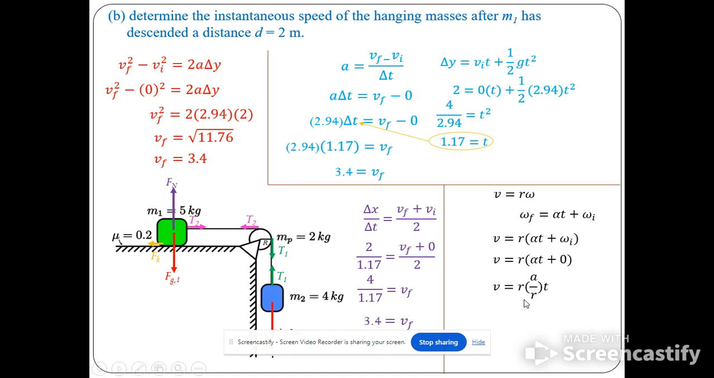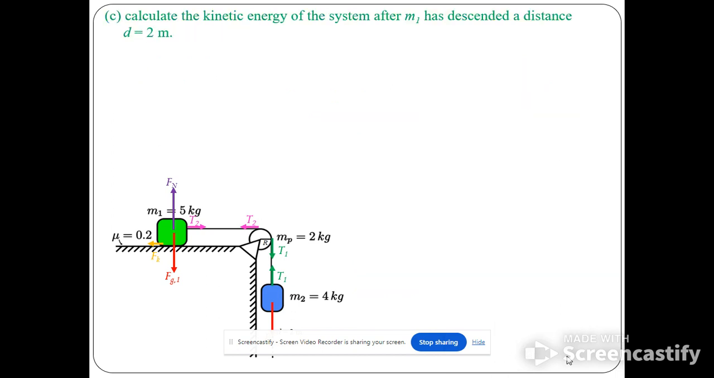And it leaves you with kind of the same thing as up here in blue. VF is equal to AT, which makes sense, which is the same function. So it all depends on how you see a problem and how you want to take this particular part. But it doesn't matter. You get the same answer, because A is 2.94, and the time that you found is 1.17. So calculator work gives you about 3.4 meters per second as well. All right, move on to part C.